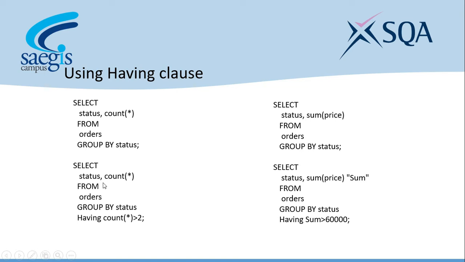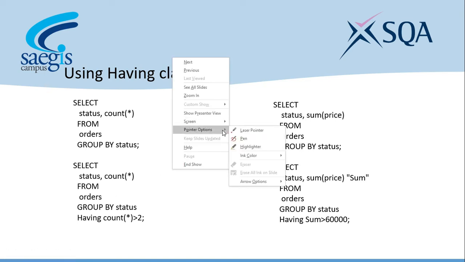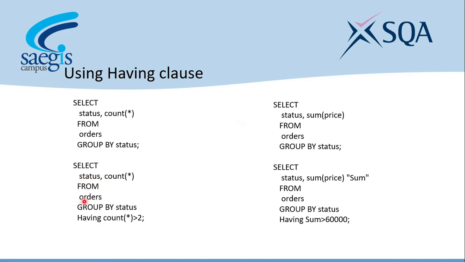look at this one. Here we have status, count, from orders, and I group this by status, and I only need to get the results or the records where count is greater than 2. That means only if the status appeared more than 2 times in my table, then I'm going to have this. So if I use the where clause, what will happen?